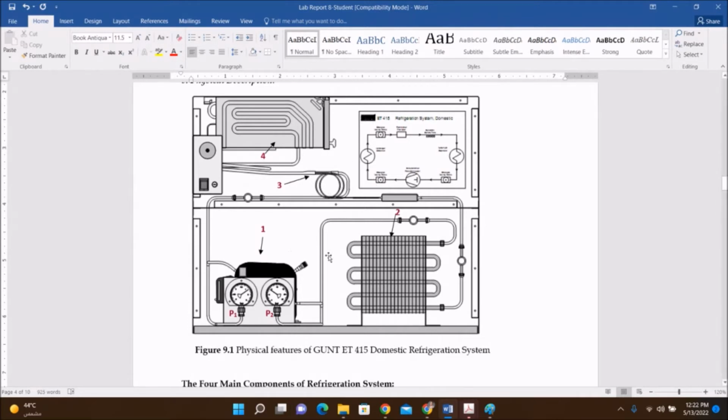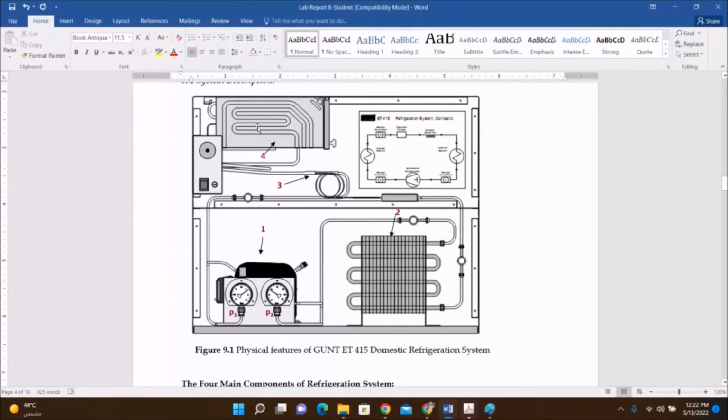So these four parts are combined together to form a cycle, and that cycle is called the vapor compression refrigeration cycle. So how does it work? Now I'll explain the working. How to do the experimentation? There is an on-off switch. Start the refrigeration system.